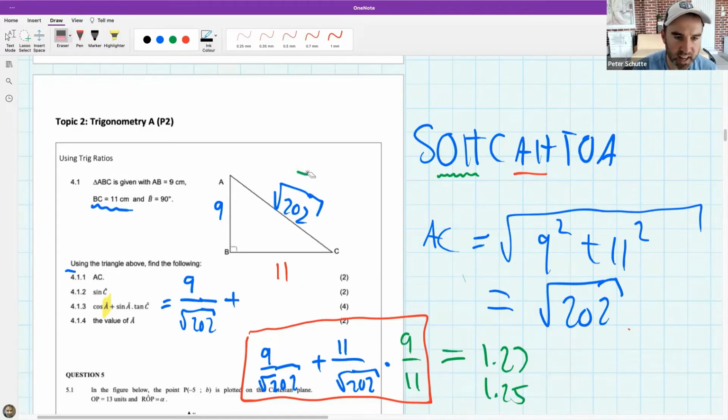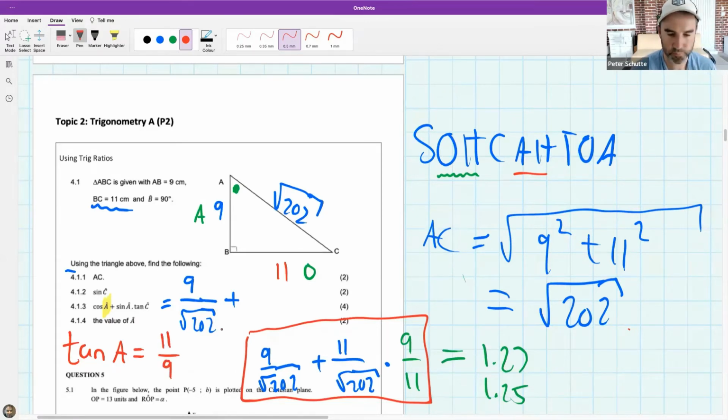So the angle A is up here. Now I want to solve for this angle, and I want to make a trig equation to do this. I think the trig equation that I will make will be that the tan of A is equal to 11 over 9. So tan of A equals 11 over 9.